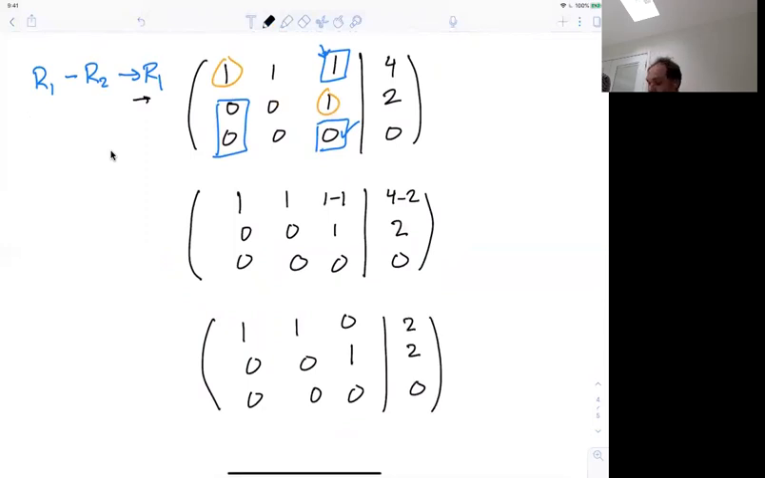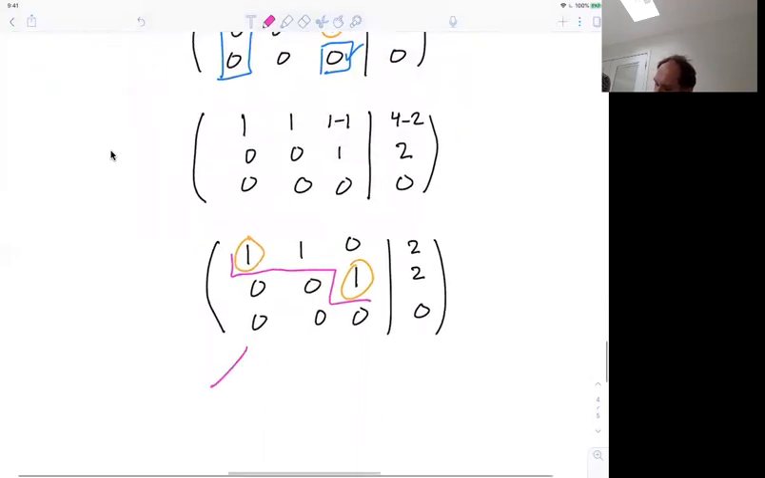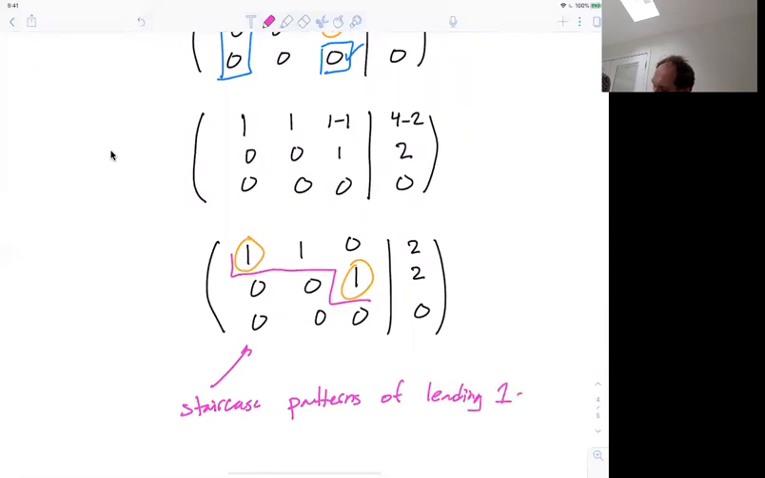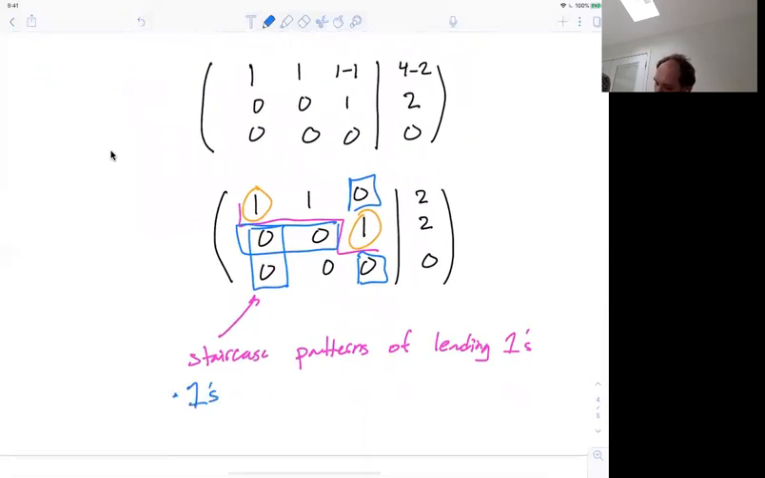Now this isn't the identity matrix by no stretch, but it has some important properties. It has the staircase pattern of leading ones. It has zeros below, above, and to the right of all the ones. Oh, sorry, zeros. This is important, zeros.